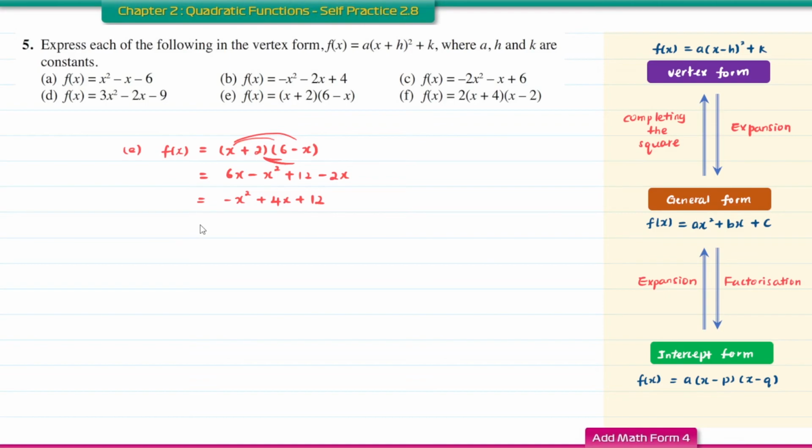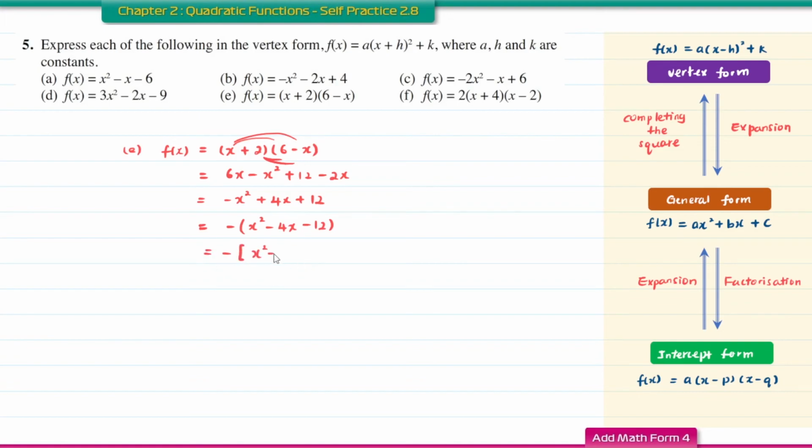Now we're going to continue using the completing the square method to change it to vertex form. So first, make sure the a is equal to positive 1. So here it is negative 1, so I'm going to factorize it with the common factor of negative 1. So these two I'm going to divide with negative 1. So here will be minus 4x minus 12.